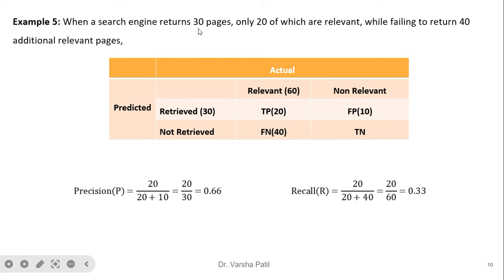Now the search engine returns 30 pages, out of which 20 are relevant, therefore 10 become irrelevant. While failing to return 40 additional relevant pages indicates that it didn't return 40 relevant pages. So it becomes 40 false negatives. So this is 20, 10 and this is 40, and based on that we can calculate the precision and recall.